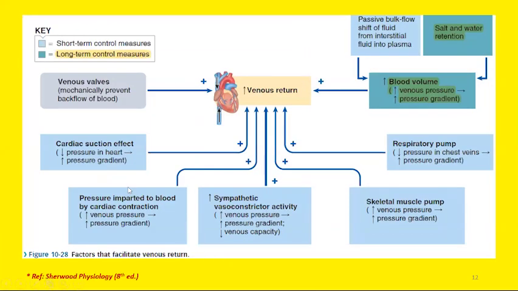This is the flow chart form of the same factors. The respiratory pump is responsible for promoting venous return. The muscle pump is responsible for promoting venous return. The pressure gradient by sympathetic activity is responsible for an increase in venous return. An increase in blood volume is responsible for promoting venous return, and all the factors that increase venous return will increase the cardiac output as well.